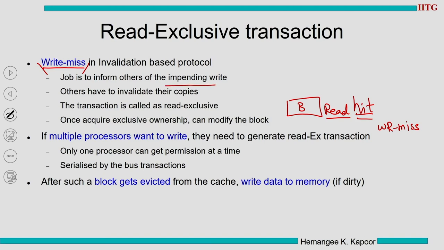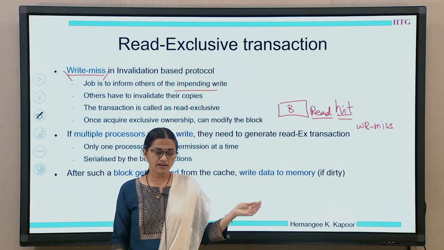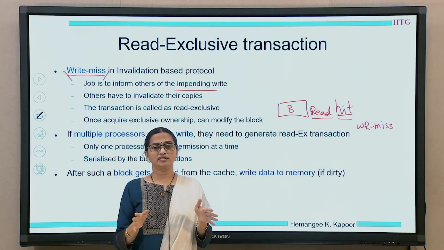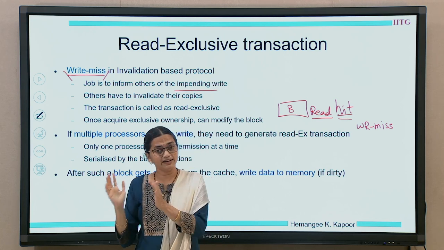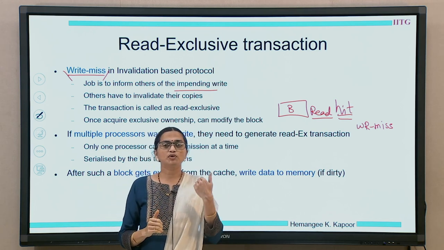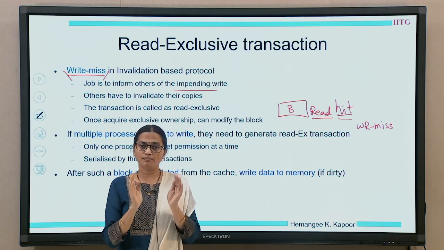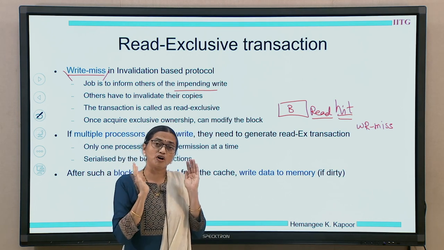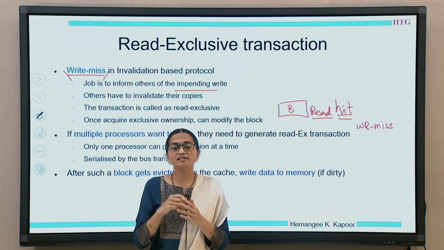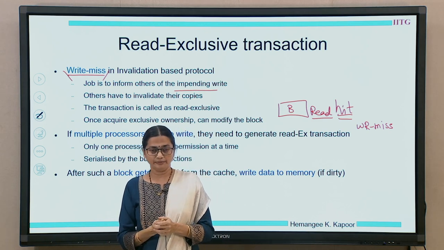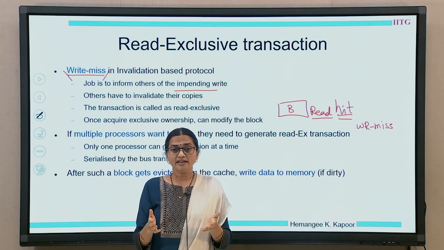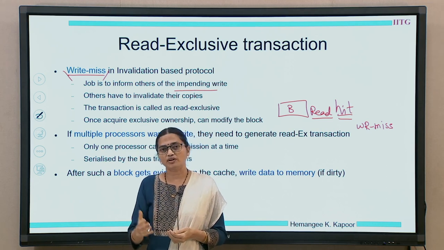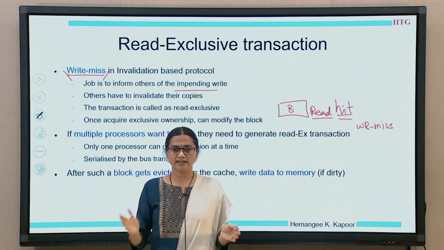When a write miss occurs, this processor sends a write miss request on the interconnect to tell others that I am going to change this. And what's the impact of this write miss? Every other cache will remove its copy, that is, they will invalidate the copy. This particular cache will get exclusive access to this block, which it already had, but it had it for reading. Now it wants to write, and hence a write miss transaction has to be handled. Again, if multiple processors want to write, then they will have to do this write miss transaction one by one on the bus, which will then serialize it.